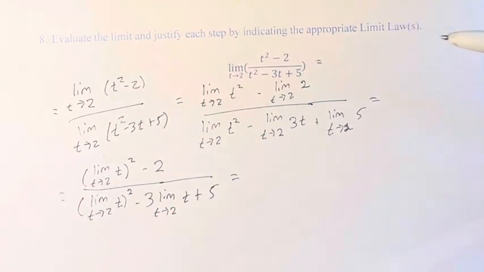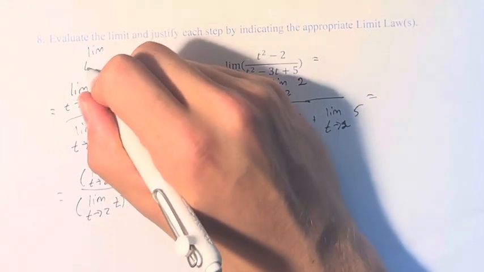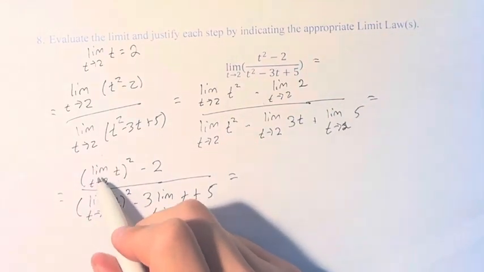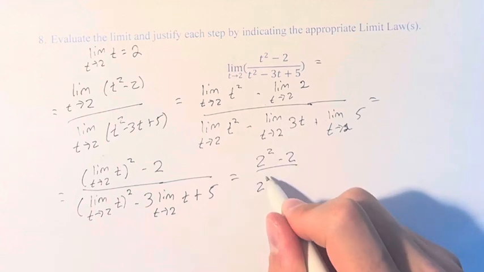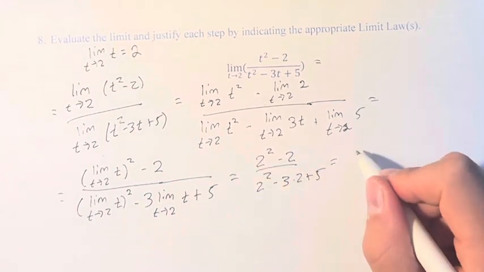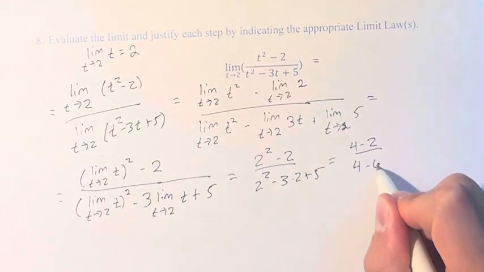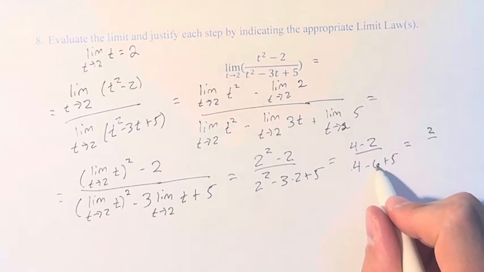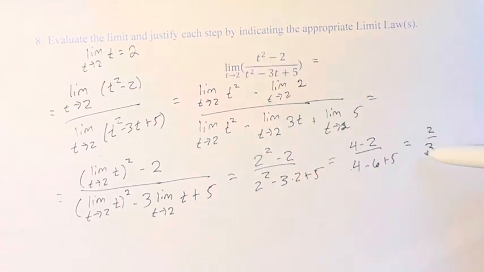And our final step here is to plug in the fact that the limit as t approaches 2 of t equals 2. So this is 2 squared minus 2 over 2 squared minus 3 times 2 plus 5. 2 squared is 4, so this is 4 minus 2 over 4 minus 6 plus 5. This is equal to 2 over 4 minus 6 plus 5, which is 3. Therefore, this limit is equal to 2/3.